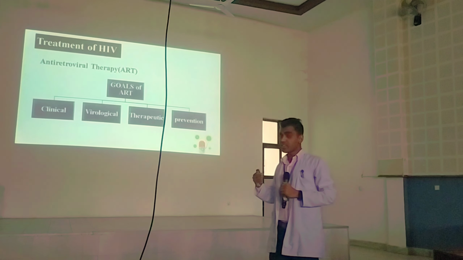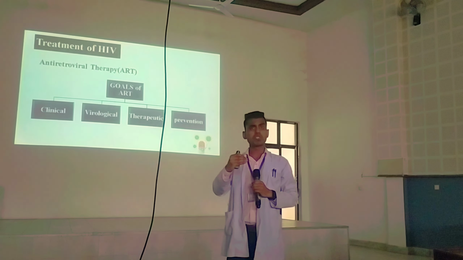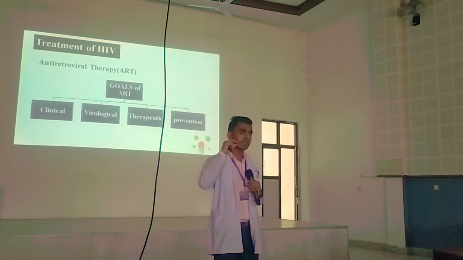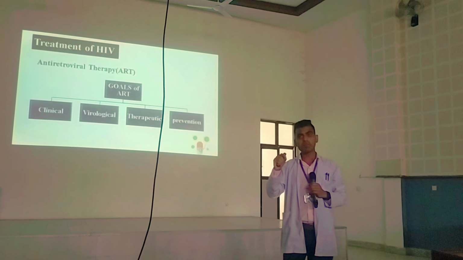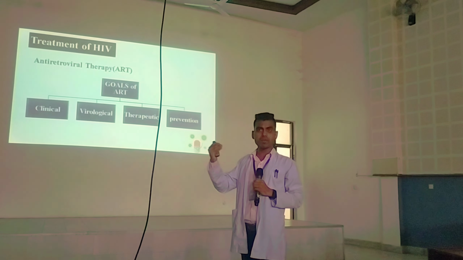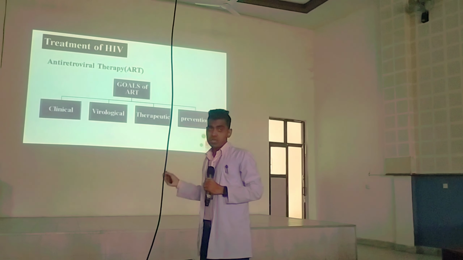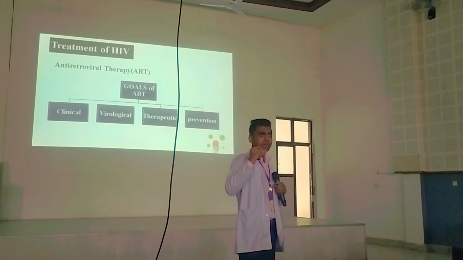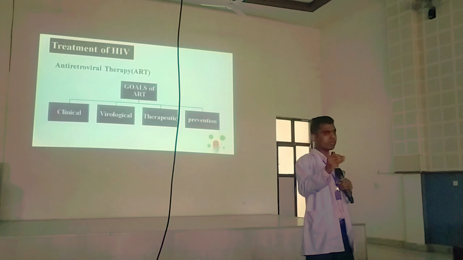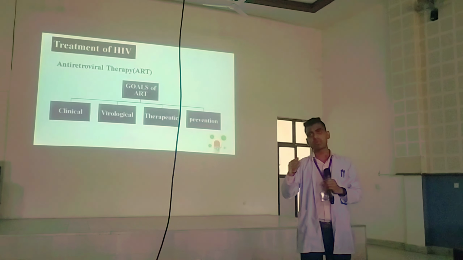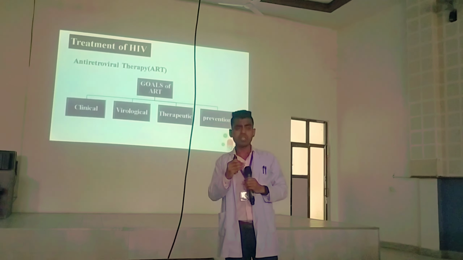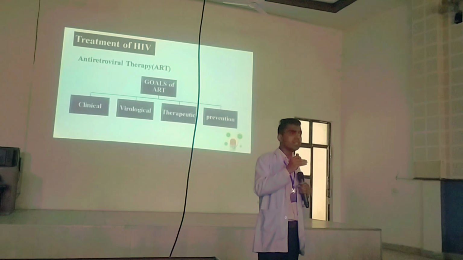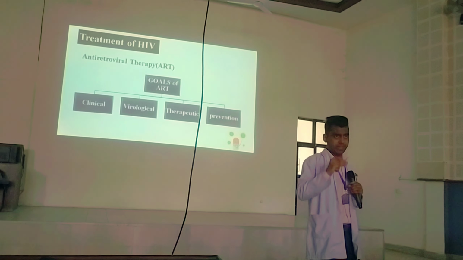The goals can be clinical, biological, immunological, therapeutic. The clinical goal is that we should start the ART keeping in mind that there should be a prolongation of life of the patient as well as an improvement in the quality of life of the patient. Then in the biological goal, we should mainly look at the viral load. There should be the greatest possible reduction in the viral load. And then in the immunological goal, mainly the CD4 cell count, which should be restored.